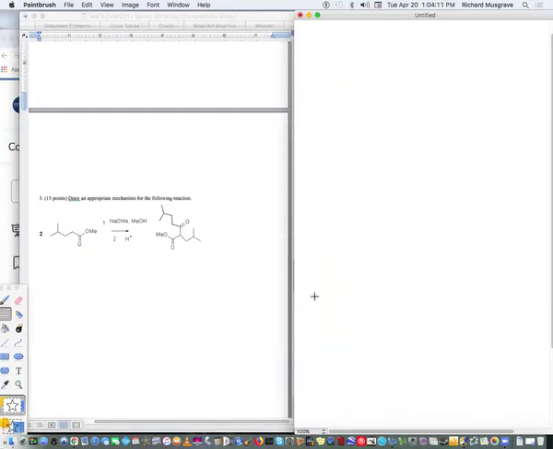This is a Claisen condensation. And you're given both the reactants and the products here, so you should be able to come up with a mechanism. Remember, the possibilities for this one could be an aldol, a crossed aldol, a Claisen, or a crossed Claisen.